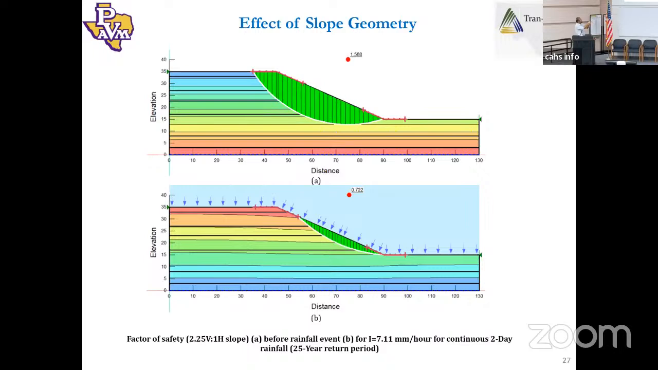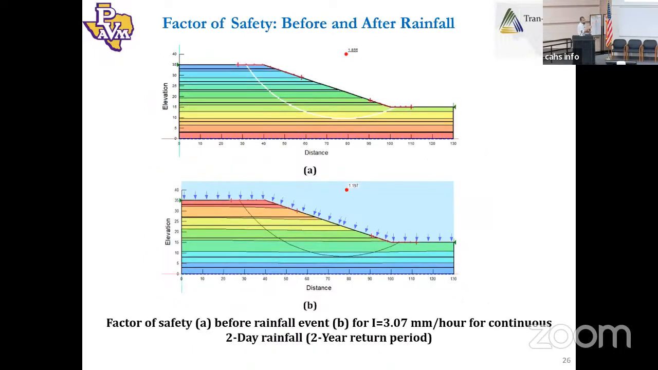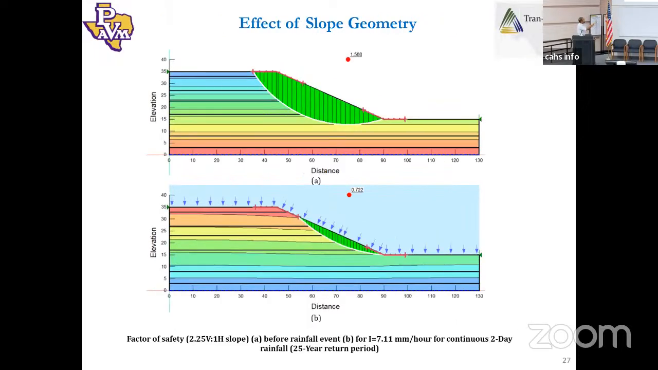So we make a steeper slope. And we see that the initial condition, the factor of safety is 1.588, which was previously 1.856 before we input the rainfall. Now, once we put the rainfall data, we see that the factor of safety is 0.722. That means with this rainfall, if the slope is steeper, this rainfall will cause the slope to fail, and it will be a shallow slope failure.